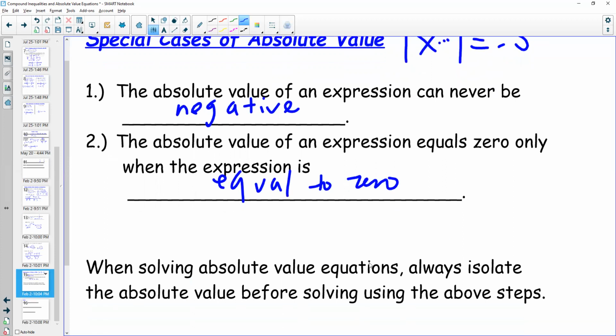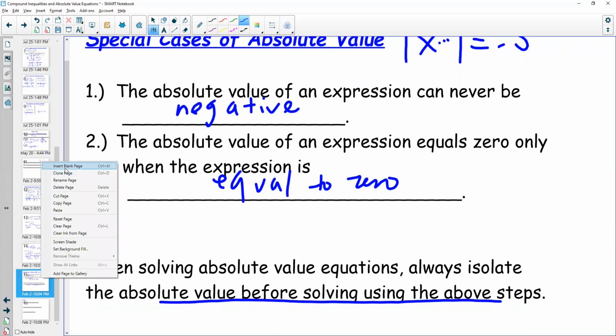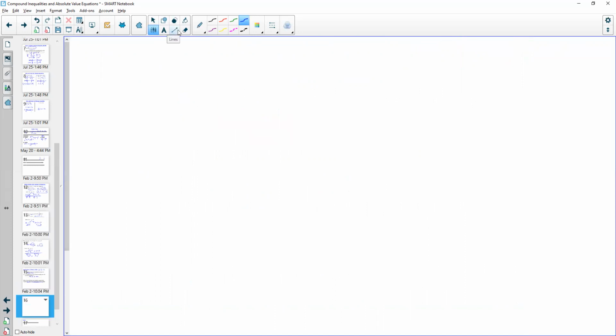Whenever you're solving an absolute value equation, you always isolate the absolute value before you solve. So what that means essentially is this. Let me show you real quick an example. I'm going to insert a new slide here real quick. So if I have something like the absolute value of x plus 6 minus 7 greater than 2. Nope, minus 7 was right.